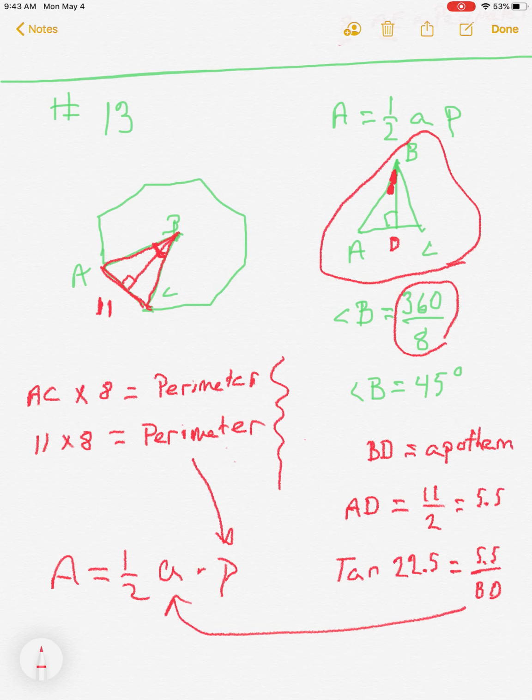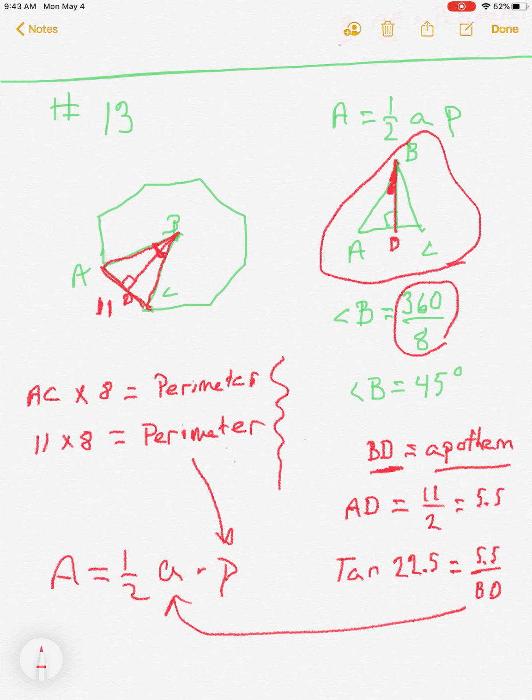Okay, so I'm going to focus just a minute on how to find the apothem. BD is the apothem, from the center B straight down. D is that point right there. And AD is going to be, as I mentioned, half of 11. If the total AC is 11 in the given, then half of that is 5.5.